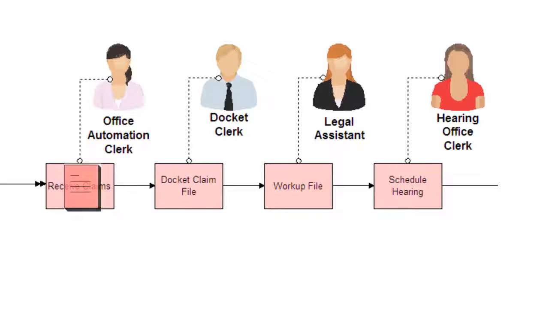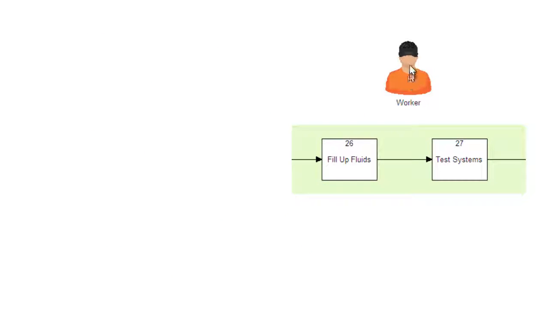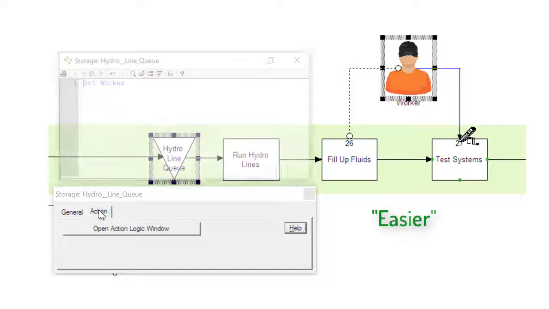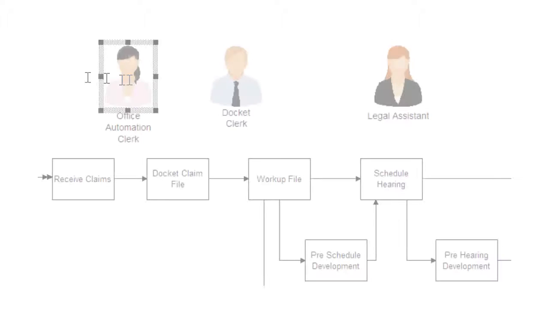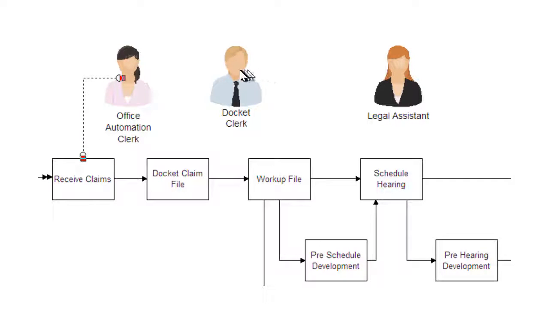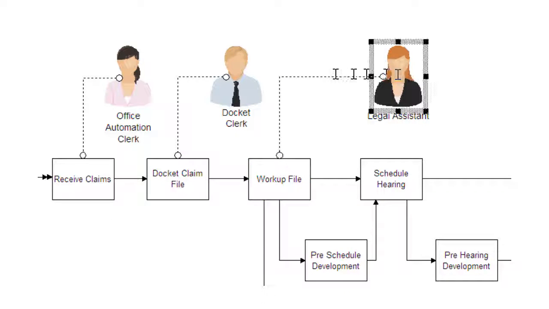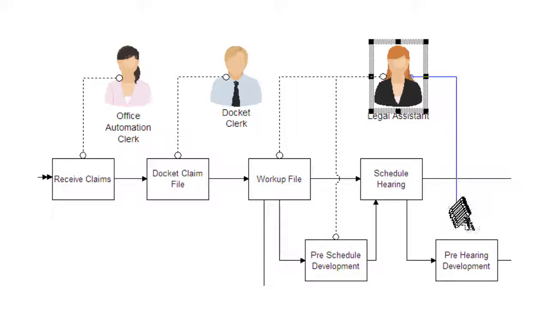When an entity crosses a resource assignment, a request for that resource is attempted. There are two methods of assigning a resource. First, by connectors, which is easier, and second, by using action logic, which offers more flexibility. Let's show the advantage of assigning resources with connectors. It's quick, it's visual, you can see resource assignments in an instant, and it collects stats automatically. Resource and queue stats are collected properly.